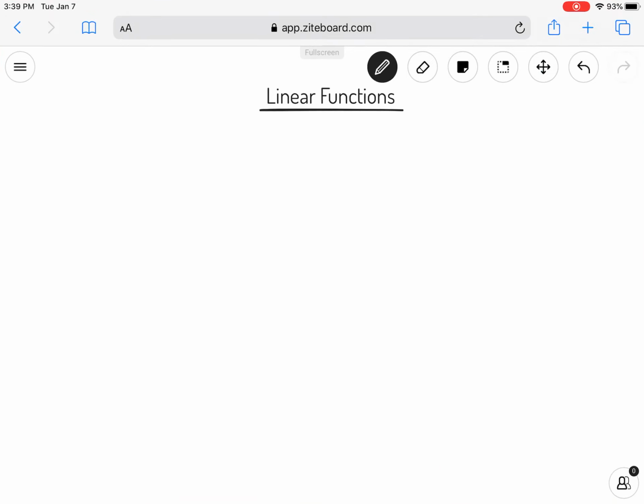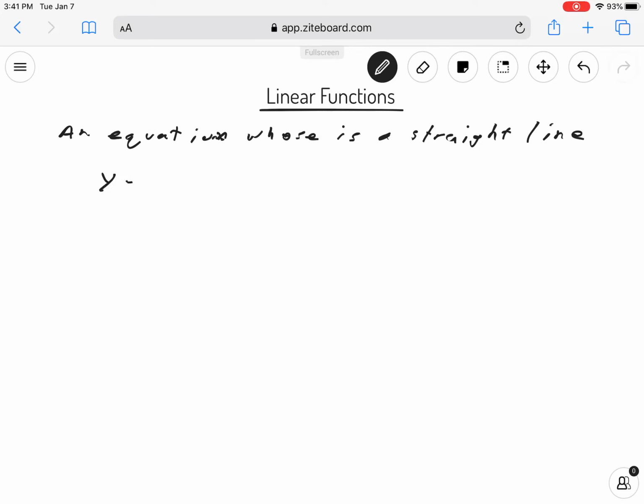Okay, we're going to talk about linear functions some more. A linear function or a linear equation is simply an equation whose graph is a straight line. And the simplest one, what we call the parent function, is just y equals x.